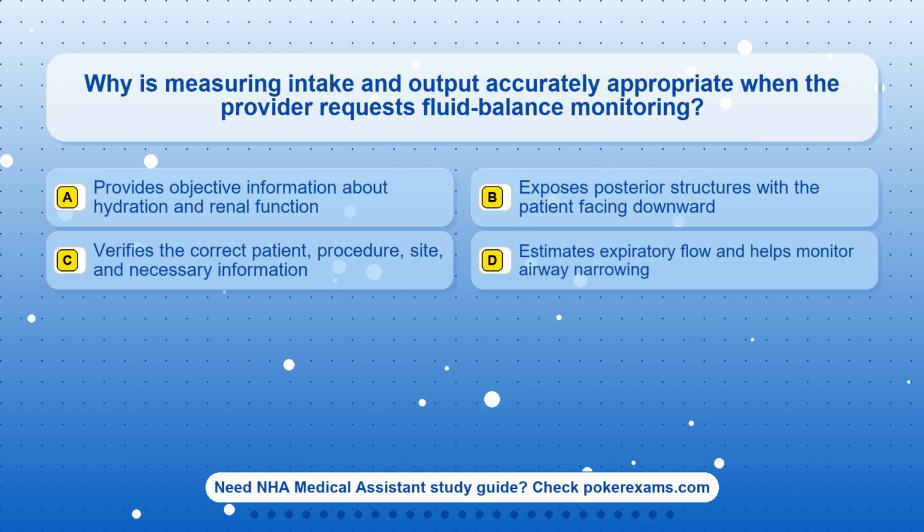Question 12. Why is measuring intake and output accurately appropriate when the provider requests fluid-balance monitoring? Option A, provides objective information about hydration and renal function. Option B, exposes posterior structures with the patient facing downward. Option C, verifies the correct patient, procedure, site, and necessary information. Option D, estimates expiratory flow and helps monitor airway narrowing.